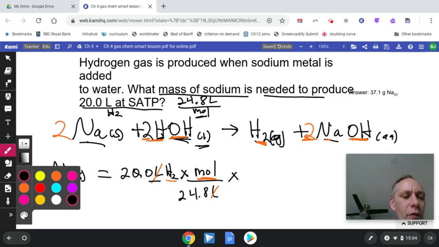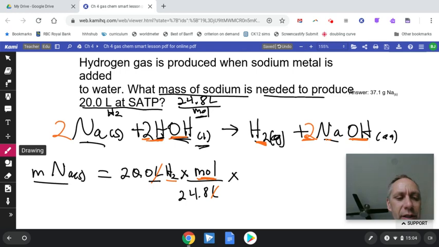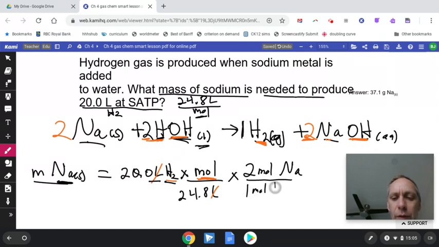Okay, good. So we have moles of hydrogen, but we're interested in finding the mass of sodium. So we need to convert hydrogen into sodium. So here's our conversion ratio, or our molar ratio. We're looking for sodium. We always put the one you want on top. 2 moles of sodium react for every 1, and that's a 1 in front, for every 1 mole of hydrogen that's produced.